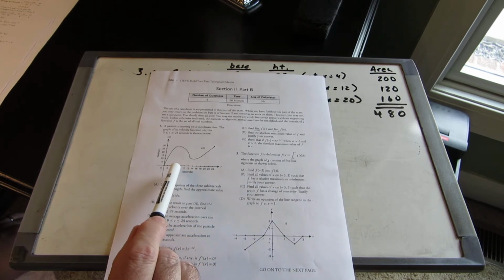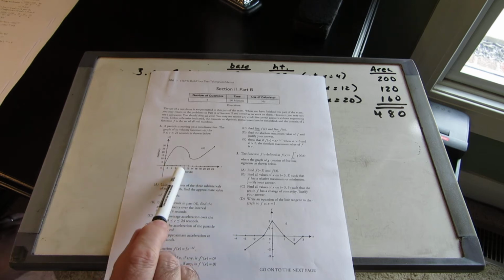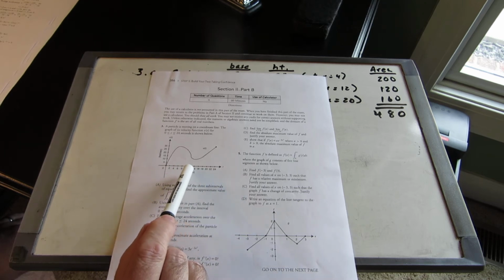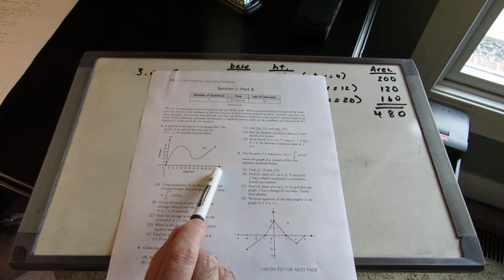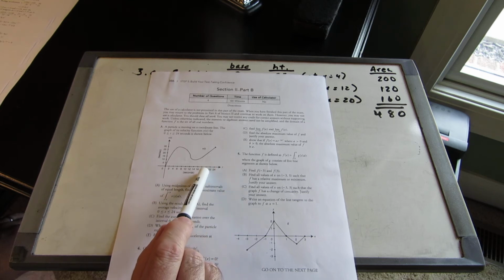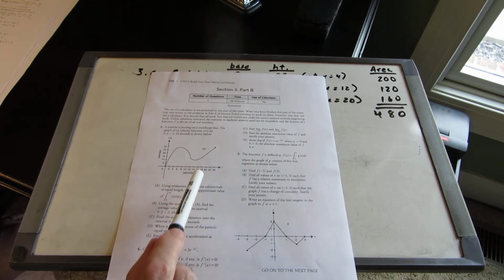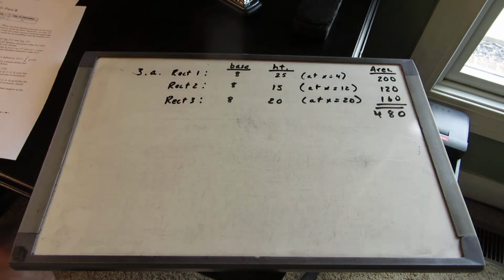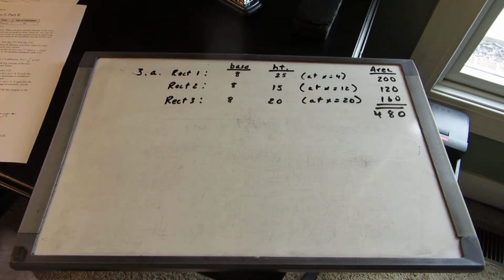And then we're going to take the height of each rectangle at the midpoint of each one. So from 0 to 8, the midpoint would be 4. From 8 to 16, the midpoint would be 12. And from 16 to 24, the midpoint would be 20. So we have to read the graph and see what the height is for each one of those. I went ahead to save a little time and wrote all this out, so you can pause the video if you want to write this down.